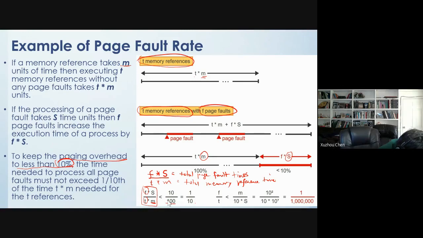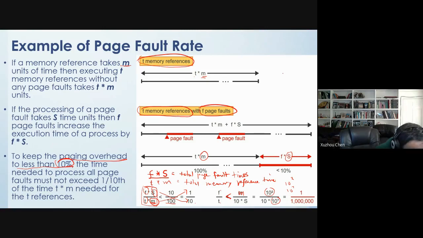Now, what does that mean? That means if we move the M over here, and move S over here, then you get F divided by T is less than M divided by 10 times S. Okay. Now suppose the memory reference time is 10 squared and the page fault time is 10 to the 7th.